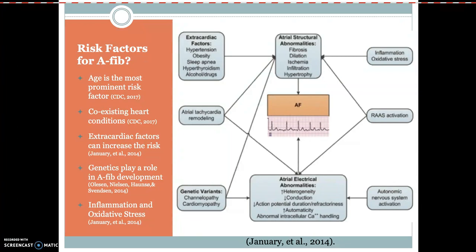Other conditions such as high blood pressure, obesity, sleep apnea, hyperthyroidism, kidney disease, and alcohol abuse are also known to increase the risk of developing AFib. There are approximately 25 known gene mutations that play a role in the genetics behind AFib, and inflammation and oxidative stress markers have also been found to be elevated in those patients with AFib and are considered to be risk factors.